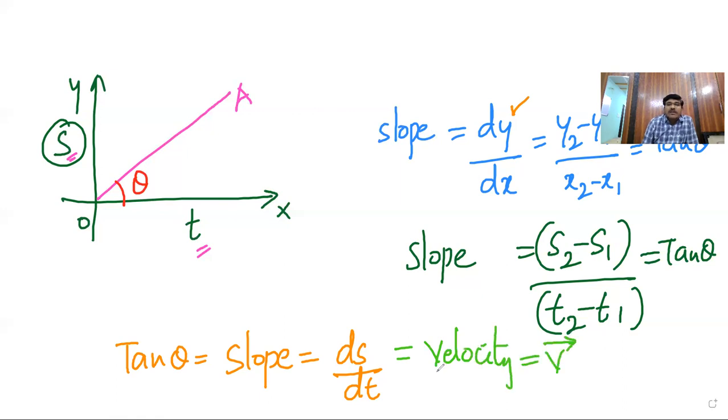V bar, velocity. That means afterwards, if a displacement versus time graph is given, the slope of that displacement versus time graph is nothing but velocity. Clear?